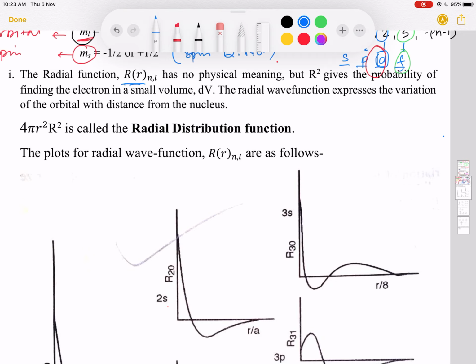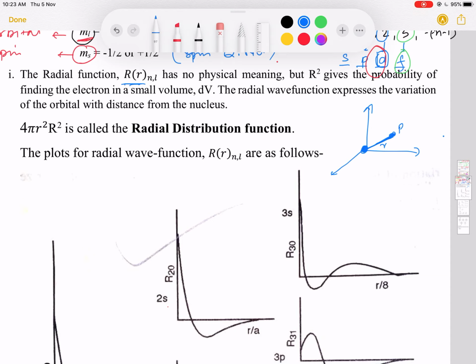Why? Because we have drawn the graph like this, the Cartesian polar coordinates. This was the radius, and this is the point P. Now, in this radius, if we consider the origin as the nucleus, then the probability of finding the electron will be very low, almost negligible, because it is just a line.